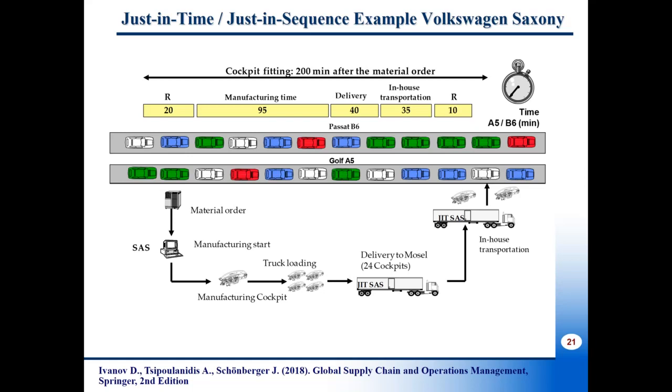The completed modules arrive JIT at the assembly line. In our case study, the lead time of 200 minutes includes the time from when the order is placed by Volkswagen with its supplier, that is SAS, until the order is ready to be dispatched to customers.